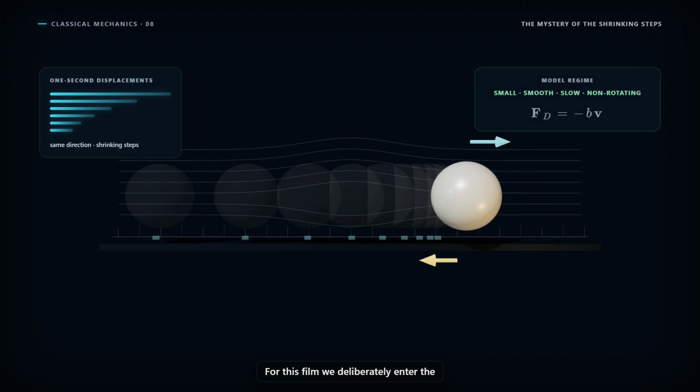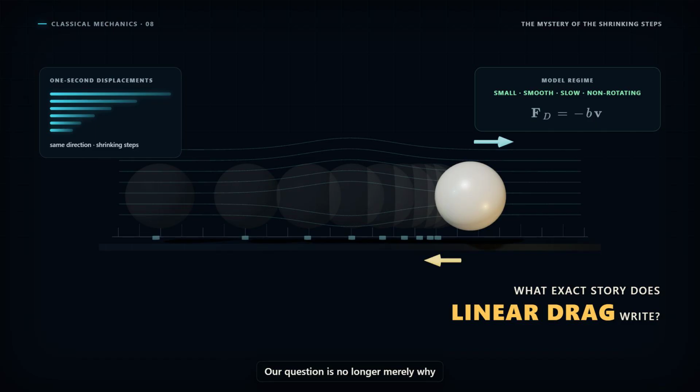For this film, we deliberately enter the linear drag regime. A smooth, non-rotating sphere moving slowly enough that the drag force is proportional to its velocity. Our question is no longer merely why does it slow? It is, what exact story does linear drag write into its motion?